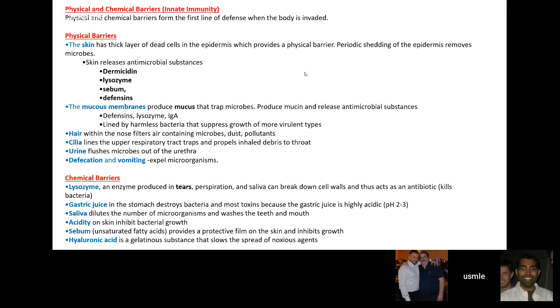This is why you have a lot of sebum when you have some type of inflammation in some areas. Obviously, the mucous membranes are protected because of the IgA and defensin, which defensin is a kind of antibiotic. You know that by now. Hair, ciliary action, defecation, vomit, all these are pretty much defense mechanisms. And defecation and vomit is just to eliminate all the bacteria that give you the inflammation locally. Physical and chemical barriers are the first line of defense, as you know.